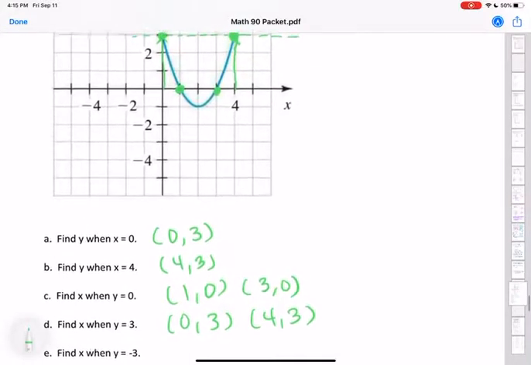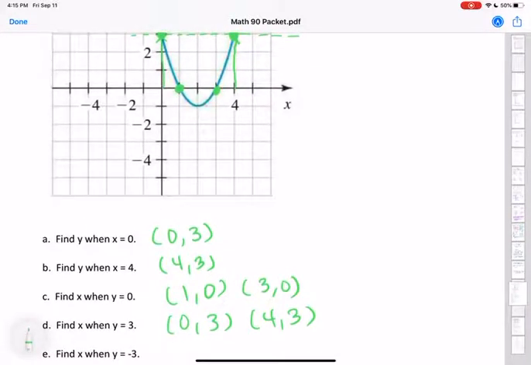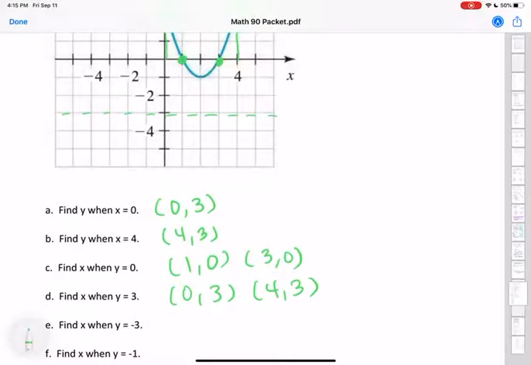Find x when y equals negative 3. So I'm going to go down here to negative 3, put in a dashed line. Where is it hitting the parabola? It never does. So you can write no solution, or in your book you might see no such value. Or you also might see does not exist.